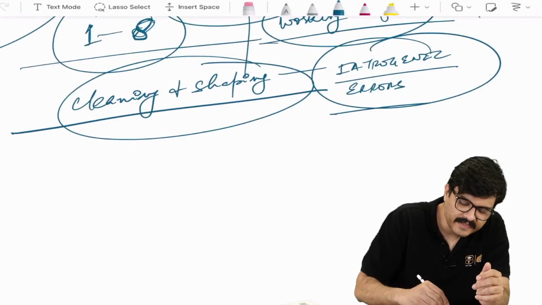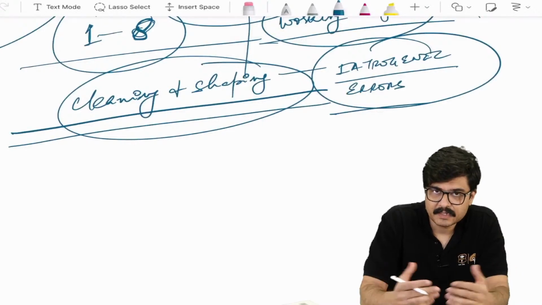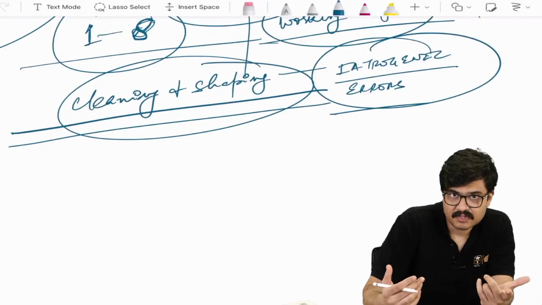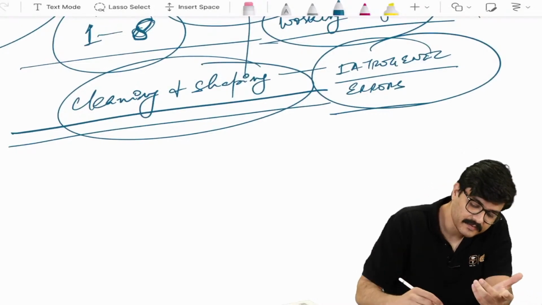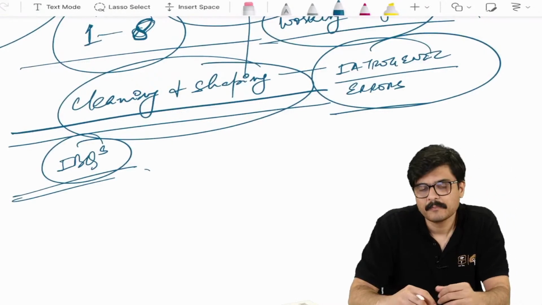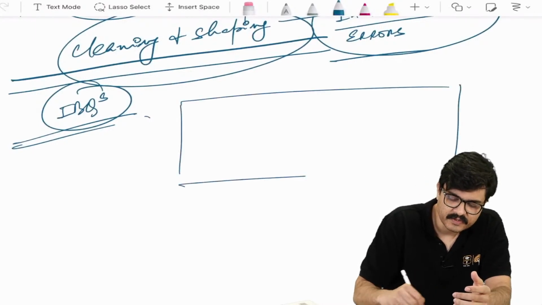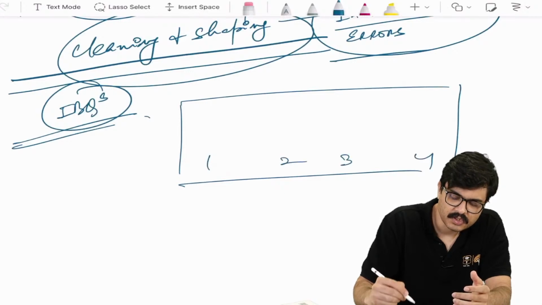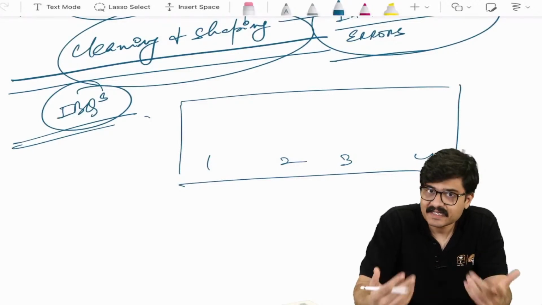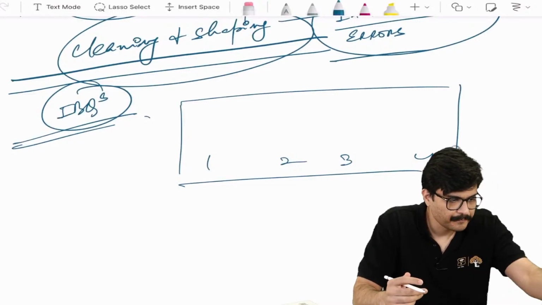Cleaning and shaping: which is the best technique to prevent periapical extrusion of debris? Which is the best technique to prevent iatrogenic errors? Is it the balanced force? Is it the crown down? Right? Then you can get image-based questions based on a sequential diagram 1, 2, 3, 4 depicting the balanced force technique. You can get an image-based question based on anti-curvature filing. Right? So all of these things are important.